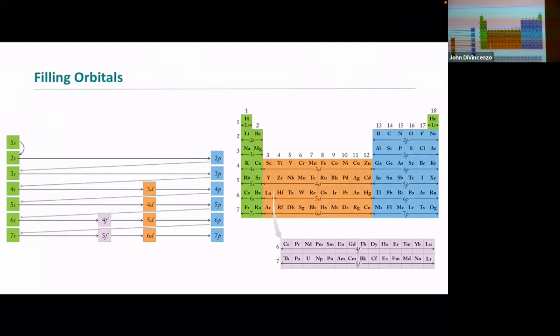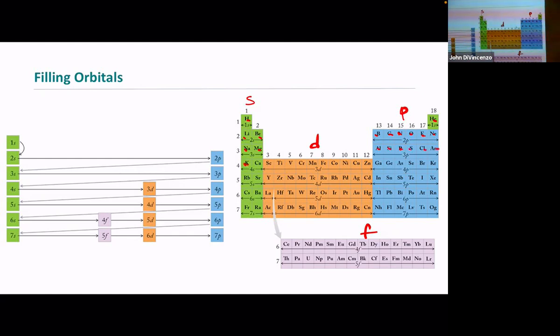Here we are. There's my s's, my p's, my d's, and my f's. Follow the periodic table. 1s1, 1s2, 2s1, 2s2, 2p1, 2, 3, 4, 5, 6. Remember, 3 orbitals, so 6 electrons max for the p. Doesn't matter if it's 2p, 3p, 4p. The s max is always 2 electrons. 3s1, 3s2, 3p1, 2, 3, 4, 5, 6.